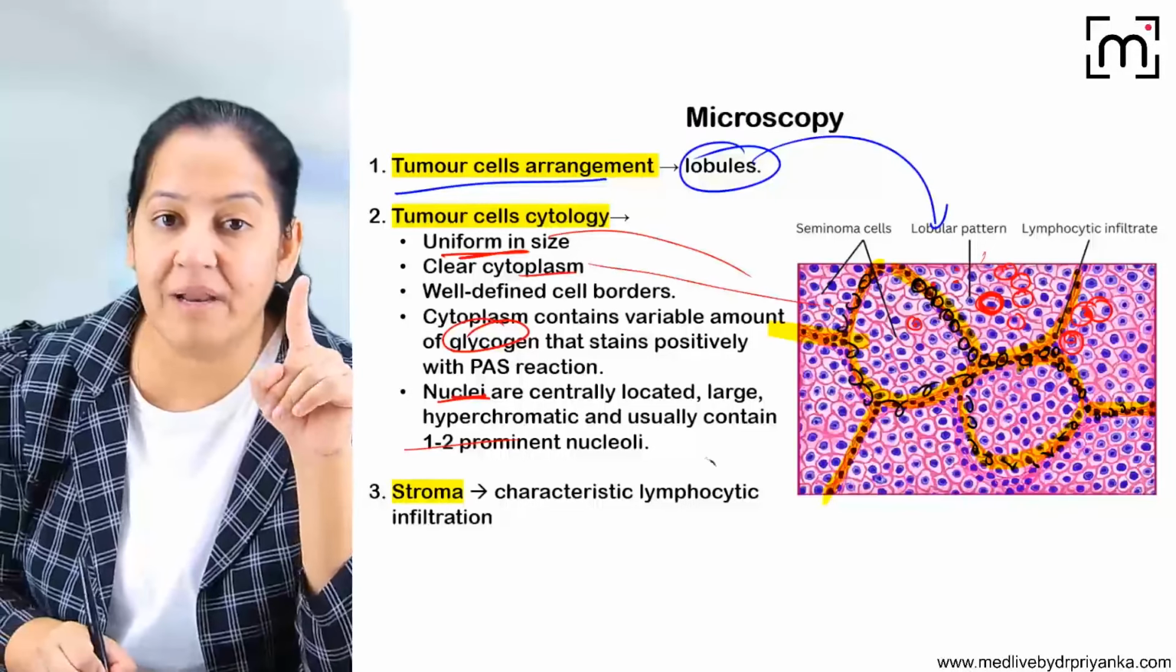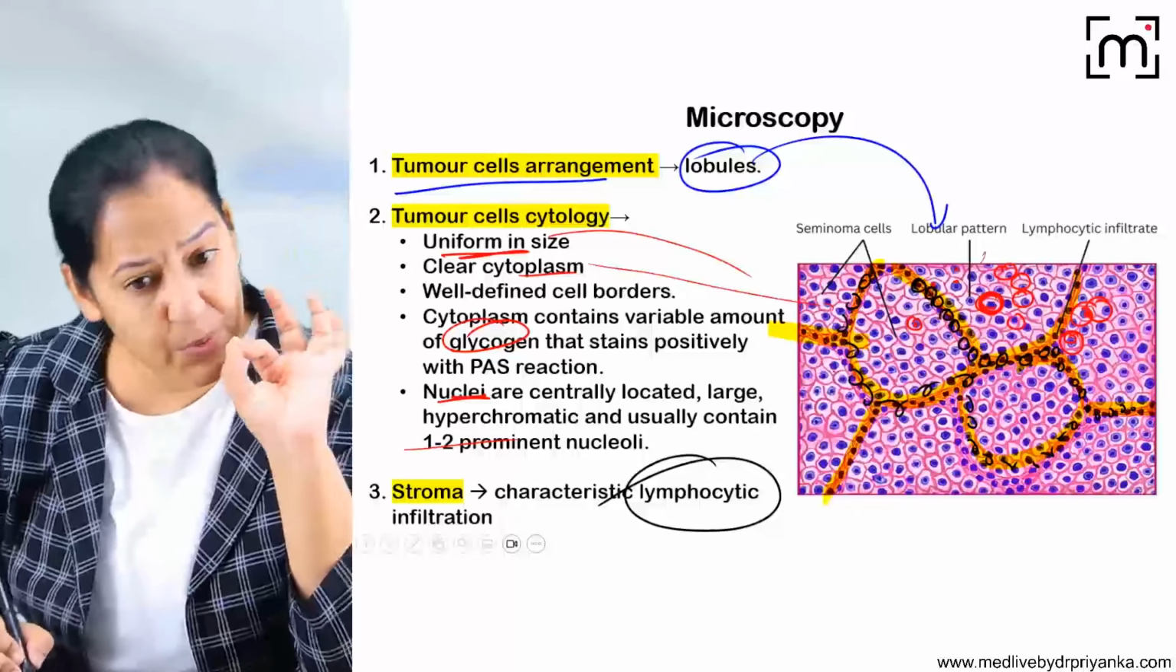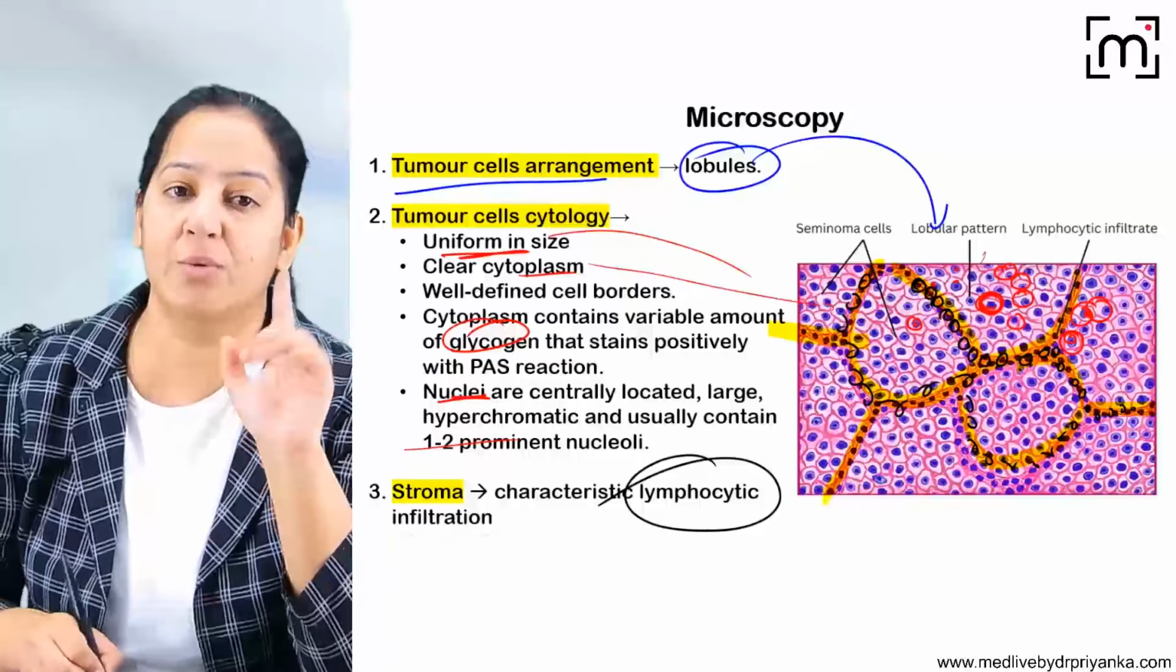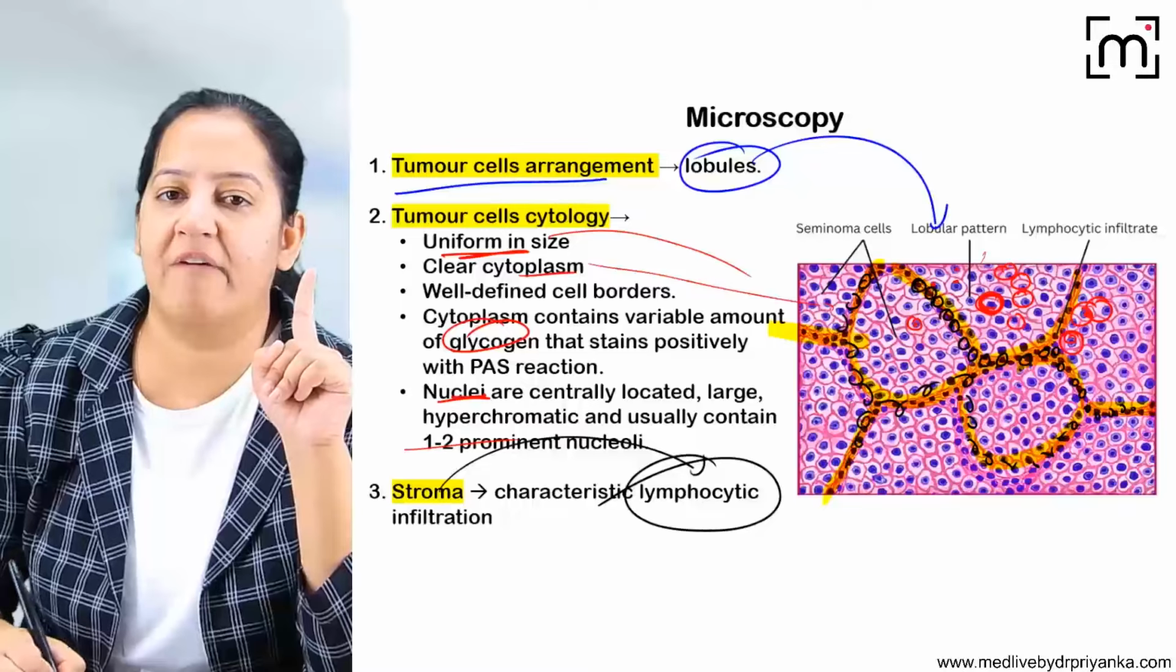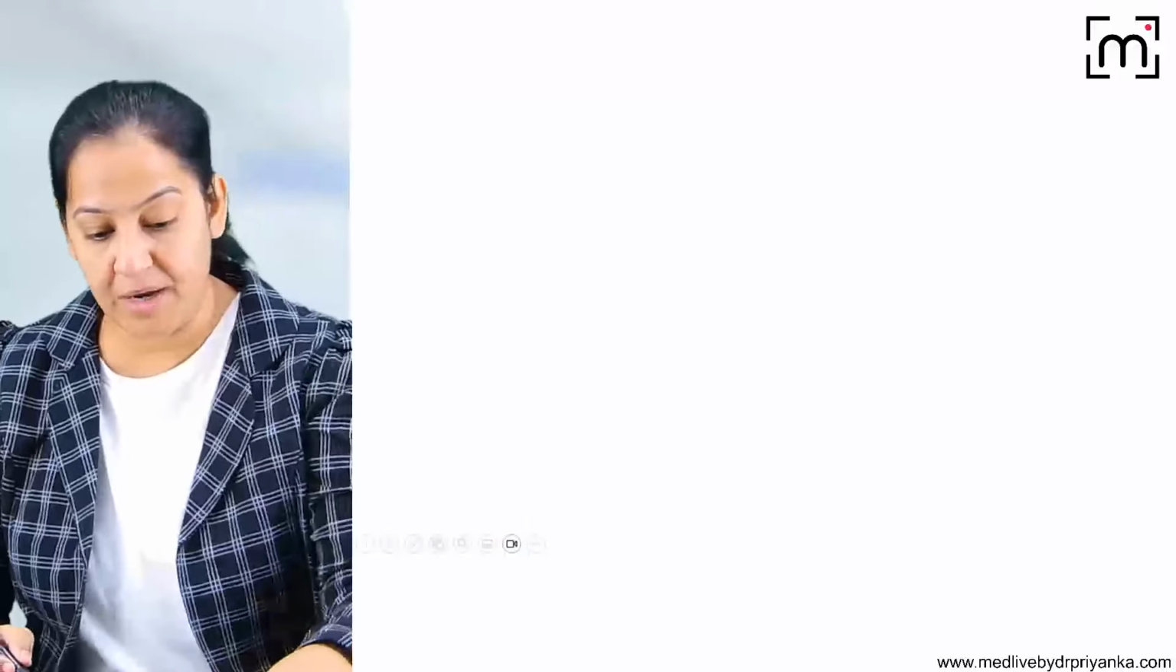In the stroma, lymphocytes are present, which is a very peculiar feature of this tumor. It is known as stromal lymphocytic infiltration. The entire stroma has lymphocytes. So how to draw seminoma in your exam?